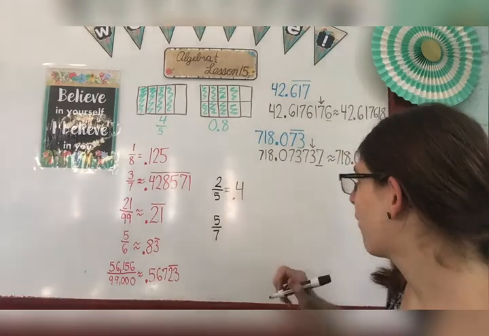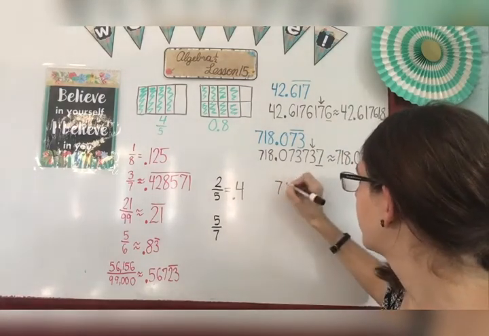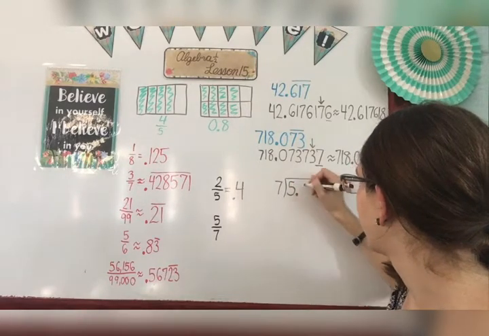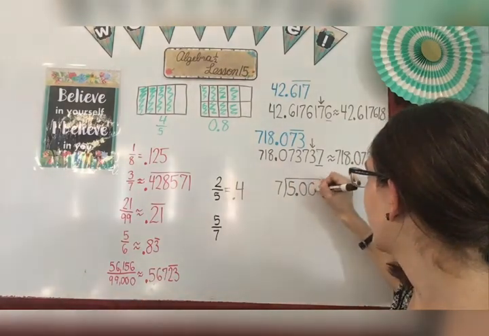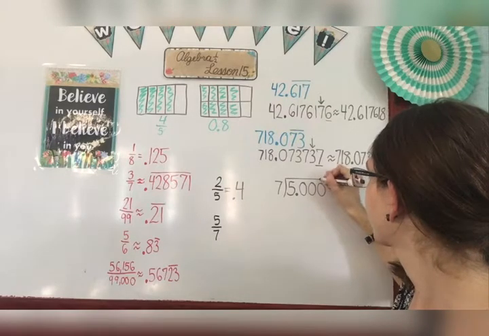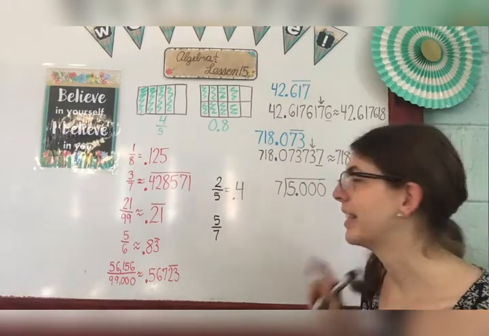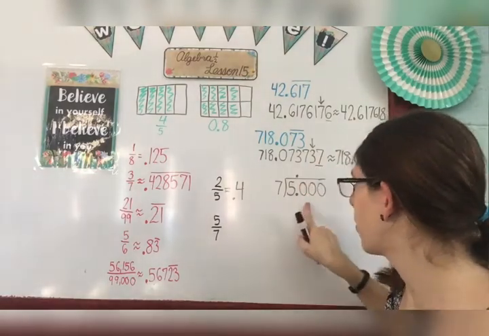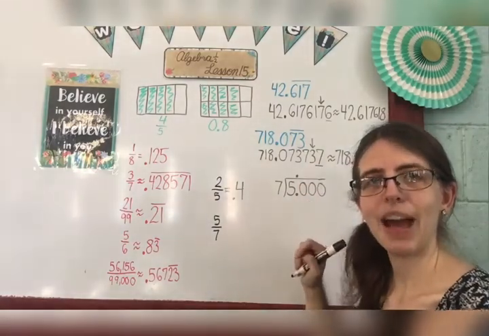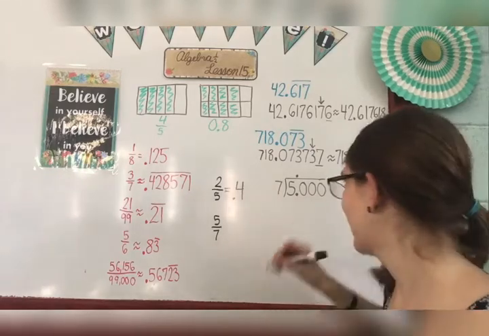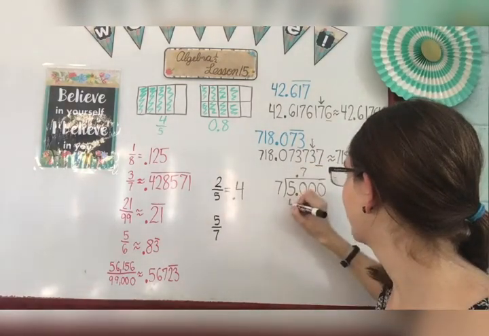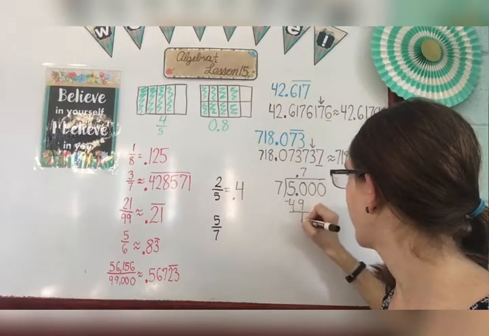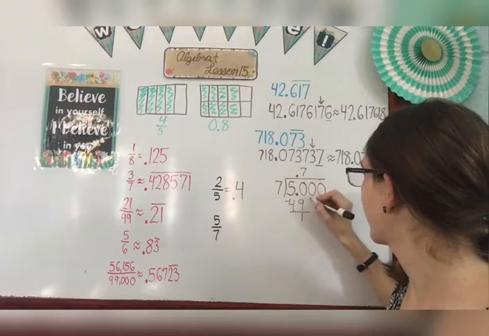All right, now let's look at 5/7. So we're dividing 5 by 7. And my decimal point, I know I'm going to need to annex a few zeros. So let's get started. Can 7 go into 5? Nope. So I'll put my decimal up. Can 7 go into 50? Yes, it can. About how many times? 7, right? 7 times 7 is 49. Subtract, you get 1. 1 is less than 7, so I can bring down my 0.